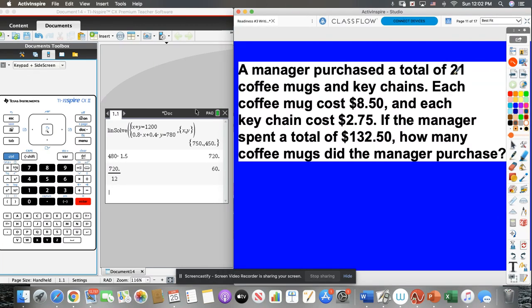A manager purchased a total of 21 coffee mugs and keychains. So we have coffee mugs and keychains. And there's a total of 21. Keychain cost is $2.75. So another equation with money. And then the value of a keychain is $2.75. Equals the total money, which is $132.50.